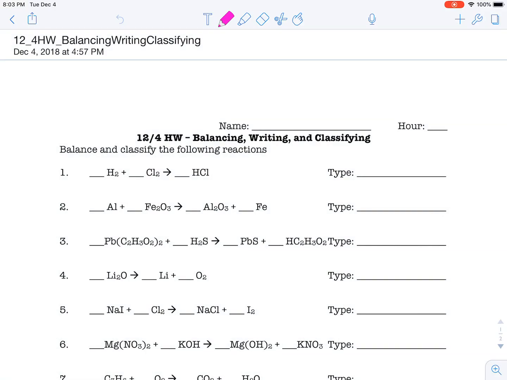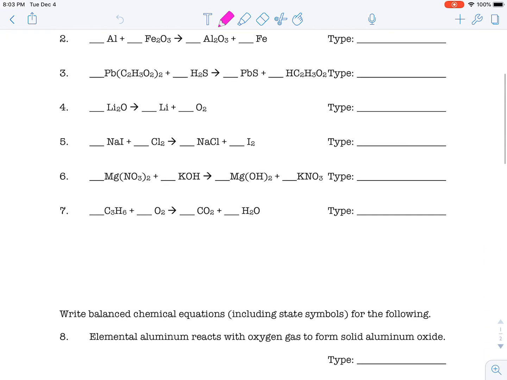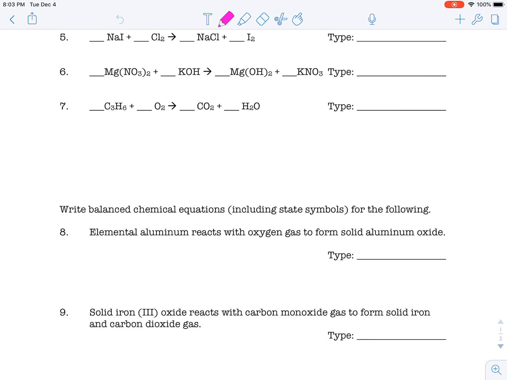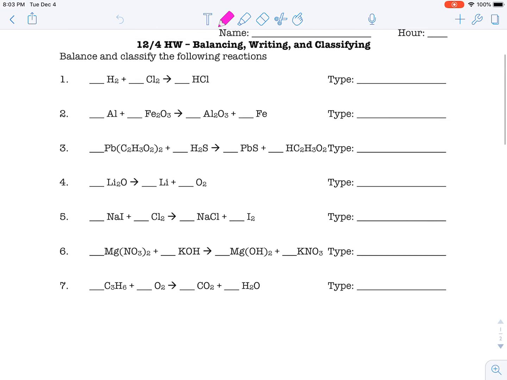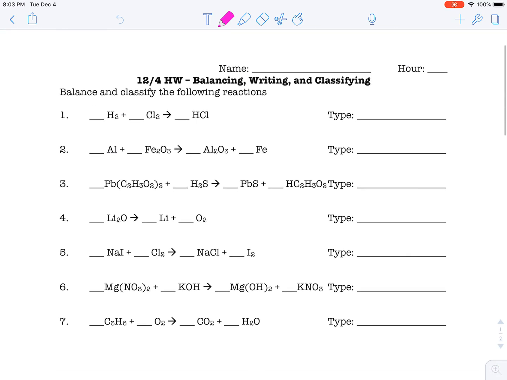Hey guys, this is explaining how to balance, write, and classify chemical reactions. What we're going to do is work on the front side in this first recording, and then in the back, or in the second recording, we're going to do the back side. Alright, so let's go ahead and get started.